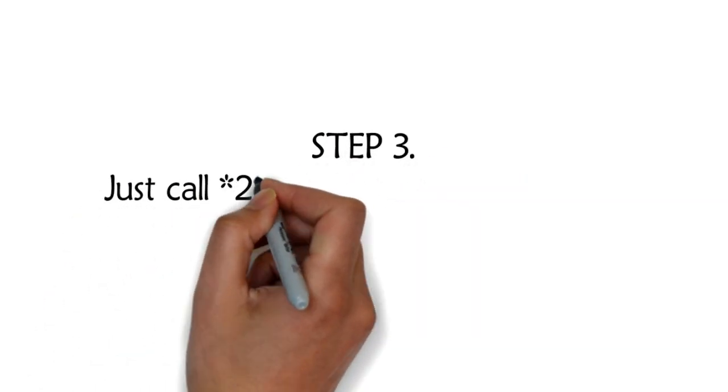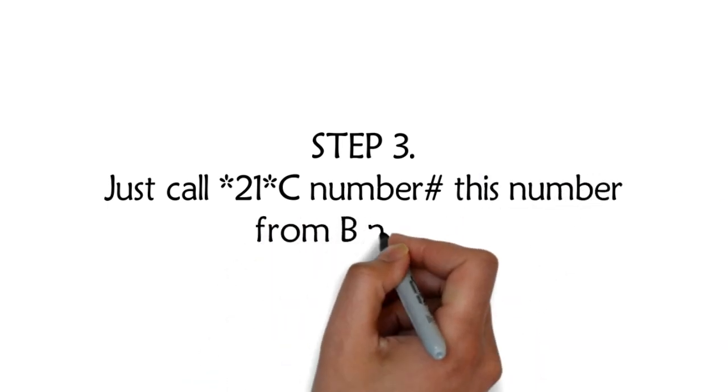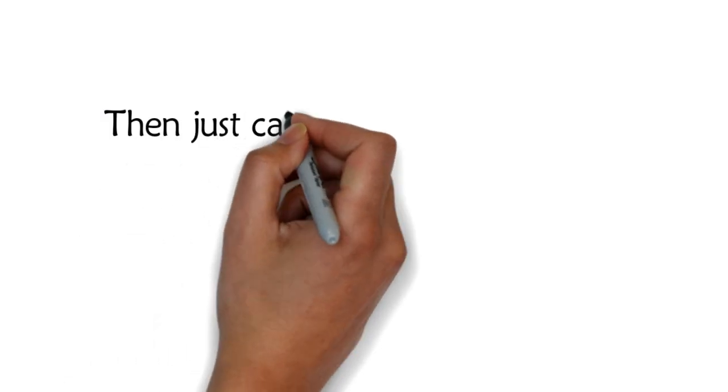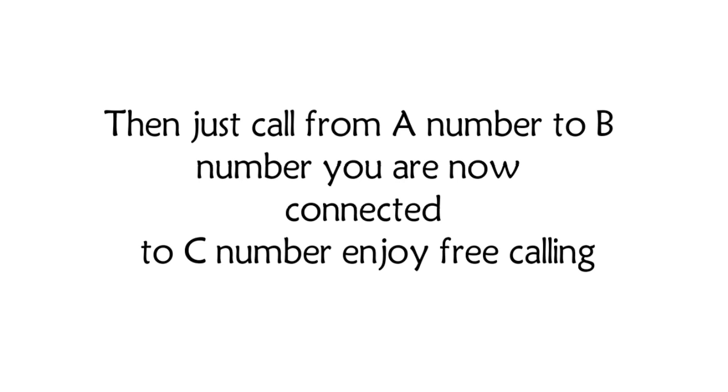Step 3. Just dial *21*C number, and then pound, from the B number. Then just call from the A number to the B number. You are now connected to the C number. Enjoy free calling.